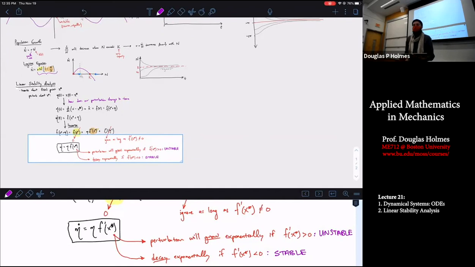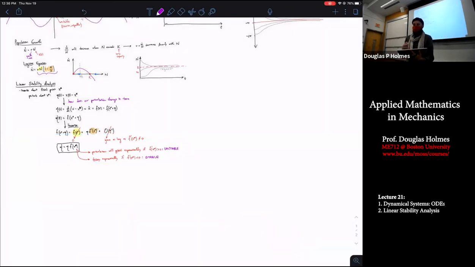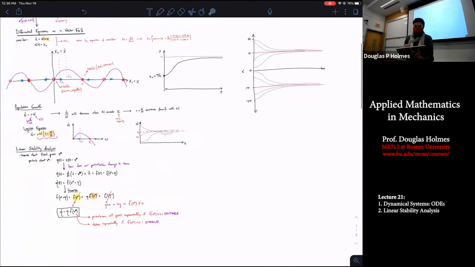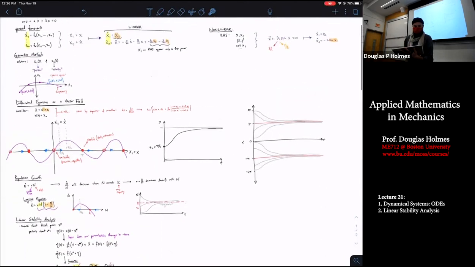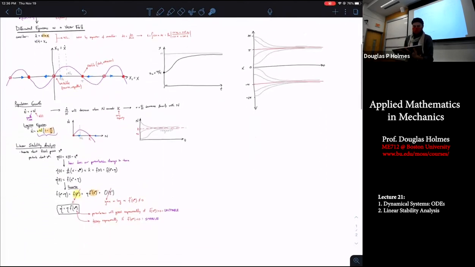Now let's scroll up and look at what we've done. It's telling us that as long as the slope is negative, our fixed point is stable. Well, look. Slope is negative, stable fixed point. Slope is positive, unstable. Slope is negative, stable. Slope is positive, unstable. I think that's all I have.